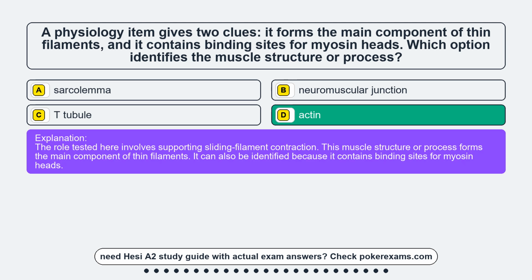The role tested here involves supporting sliding filament contraction. This muscle structure or process forms the main component of thin filaments. It can also be identified because it contains binding sites for myosin heads.